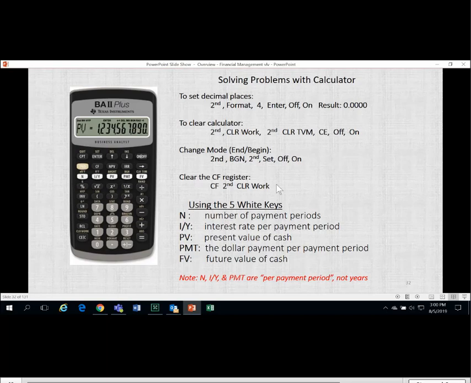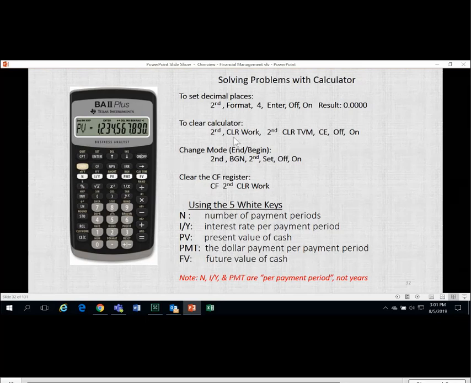Now, for all the complicated problems, we're going to use these 5 white financial function keys. Anytime you use those, you're going to be storing numbers inside the calculator. So before and after you solve any problem that uses these white keys, you want to make sure that your calculator is cleared. To do that, you do second, clear work, second, clear TVM, and hit clear entry, turn it off, turn it on, and you're ready to go.